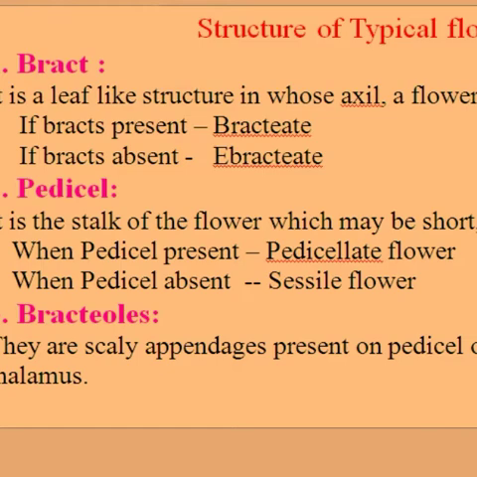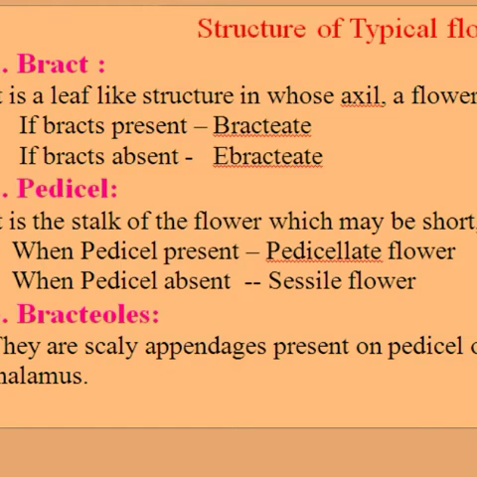Then the stalk of the flower is called the pedicel. You remember the three terminologies: pedicel, petiole and peduncle. Pedicel is the stalk of the flower. Petiole is the stalk of the leaf, and peduncle is the stalk of the inflorescence. So you remember three terminologies: pedicel, petiole, peduncle. So this pedicel is the stalk of the flower.